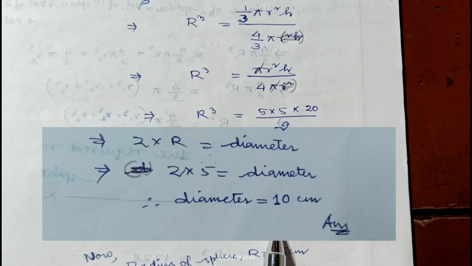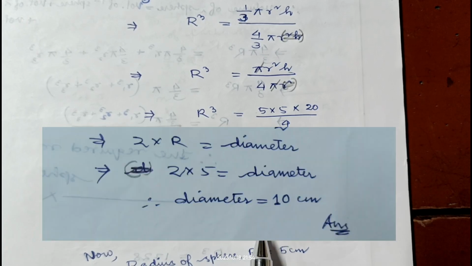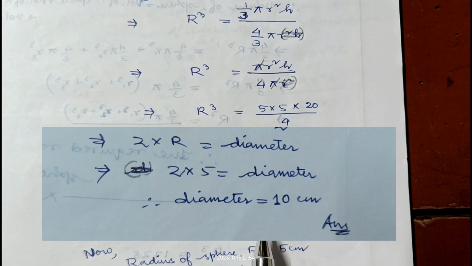Now in the question we have to find the diameter of the sphere. So diameter will be double of radius. So diameter of the sphere is 10 centimeter.